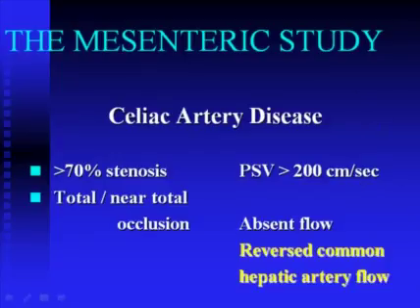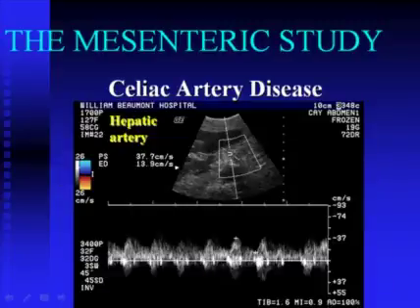What you need to do then is go to the common hepatic artery and look at flow direction. Pay particular attention to flow direction, because if the celiac trunk is occluded, the common collateral pathway is through gastroduodenal branches with reversed flow in the common hepatic artery, which is then providing flow into the splenic artery.